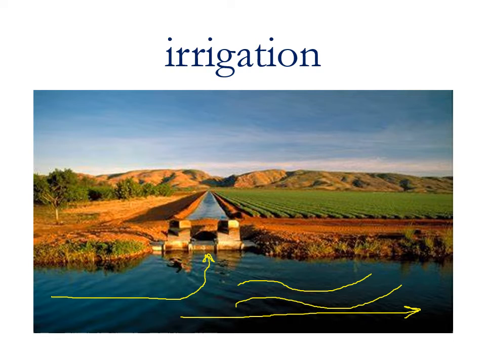But because this canal had been dug out, some of the water decided to go that way. And that water was used to take care of the farms that were really far away. That's what irrigation is. And that's one of the reasons why rivers are so important.